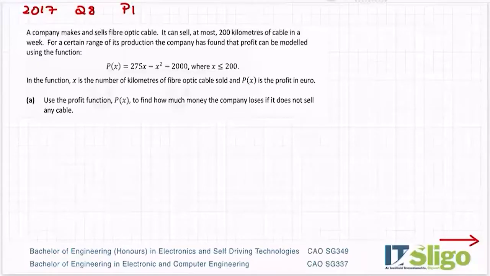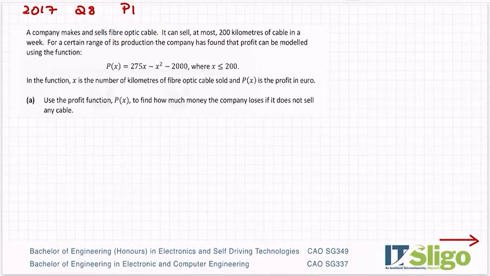Right, some more questions on functions and calculus. So 2017 question 8, one of the long questions. 7, 8 and 9 are always the long questions. A company makes and sells fibre optic cable. It can sell at most 200 kilometres of cable in a week. So that's e-fibre, that's fast Wi-Fi.